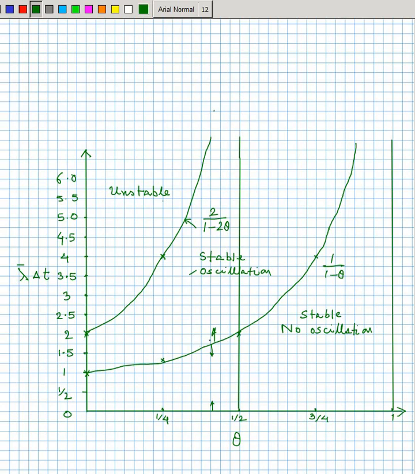So below this line it is stable with no oscillation. Between these two lines it is stable with oscillation, and above this line it is unstable.